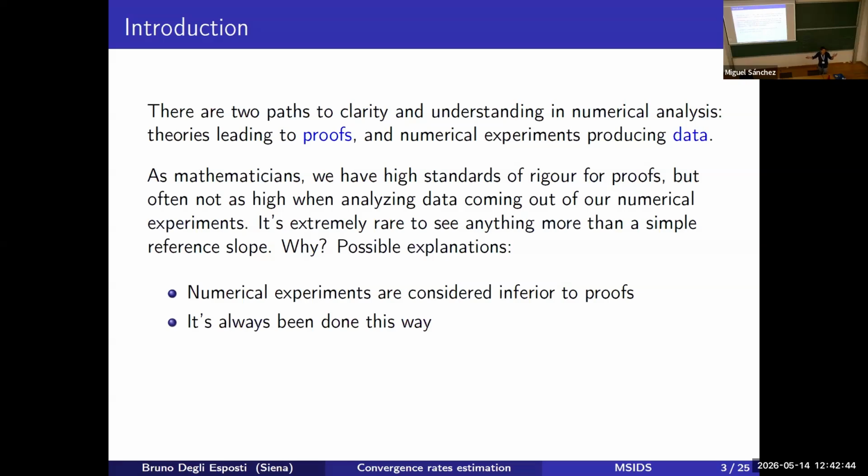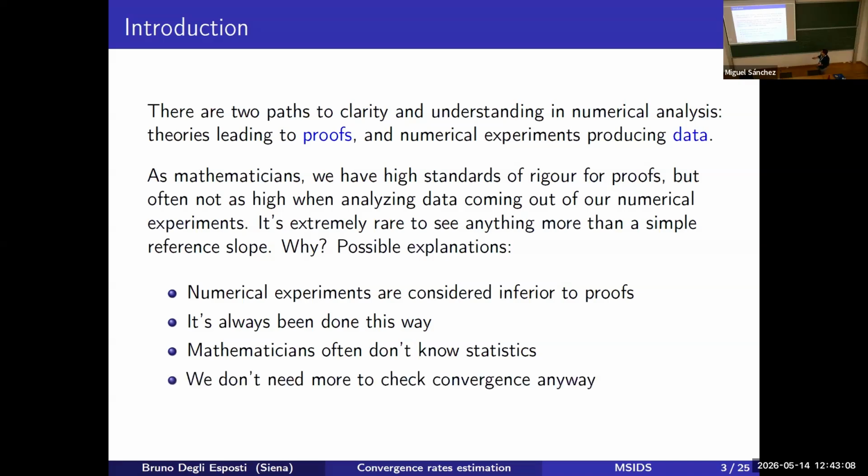It's always been done this way, undeniably. So we keep doing it this way because nobody would ever complain and we can get the papers published. Often we don't know enough statistics to do better. I managed to get a master's degree in mathematics without taking a single statistics course. Then I studied more later, but just to say it's not mandatory in many cases. And perhaps we don't need more than a reference slope to check convergence anyway. And the first three objections are, as I said, philosophical or personal or subjective. But the last one, I would like to debunk in this talk.